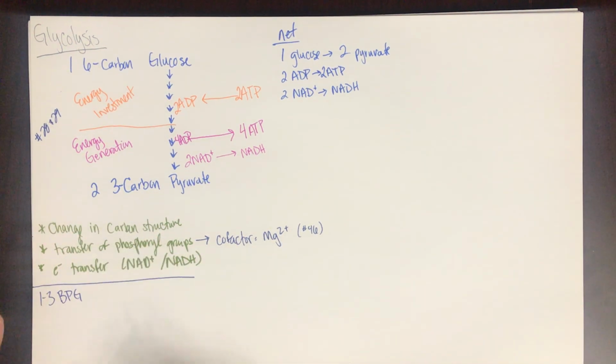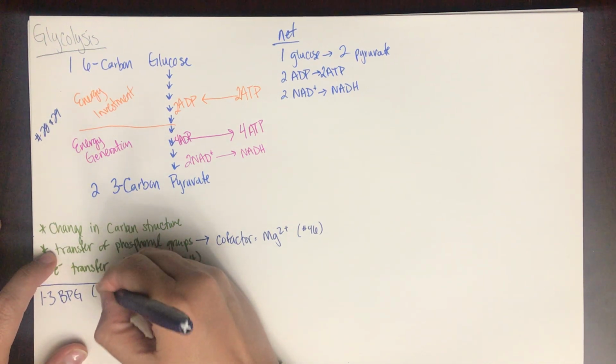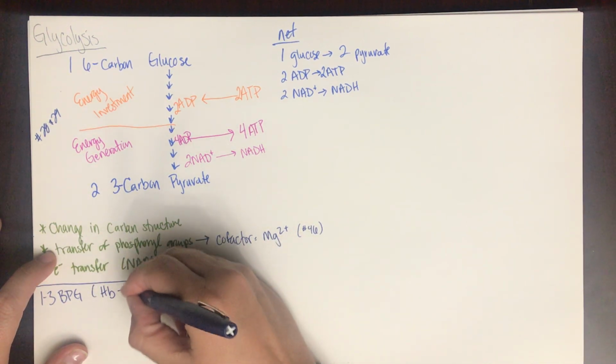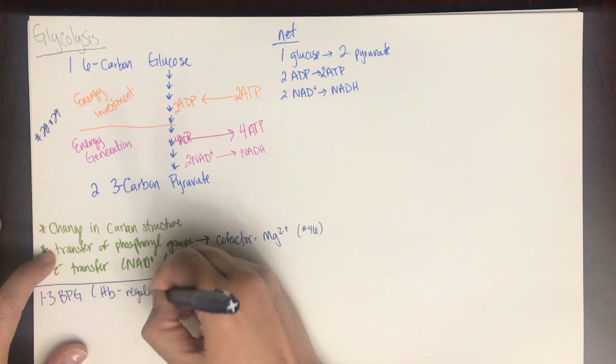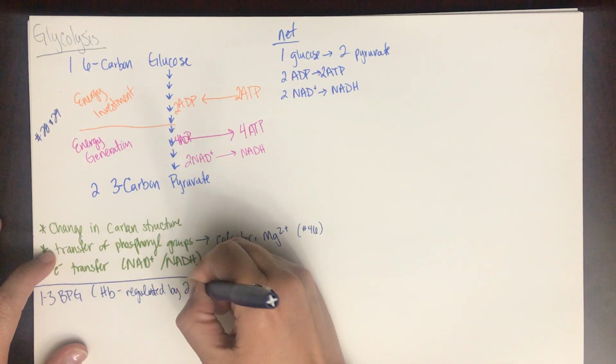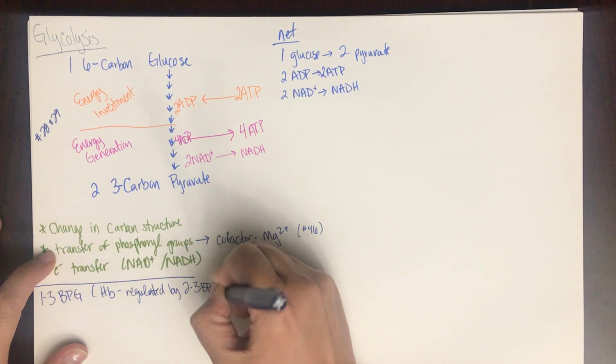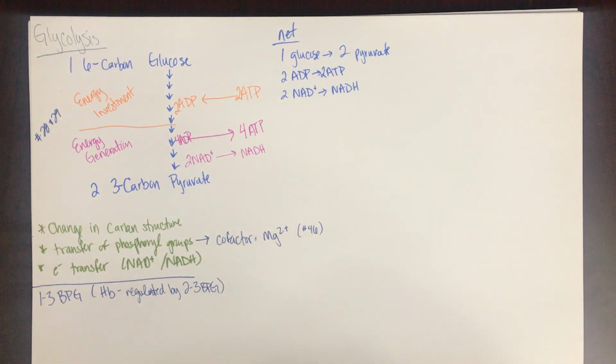That's 1,3-BPG. So remember back to hemoglobin. Hemoglobin is regulated by 2,3-BPG. So remember I said that this was going to come back in glycolysis, so here it is. So here there's an enzyme that can catalyze a mutase, which switches this phosphate group from the 1 position to the 2 position. So now we have 2,3-bisphosphoglycerate.